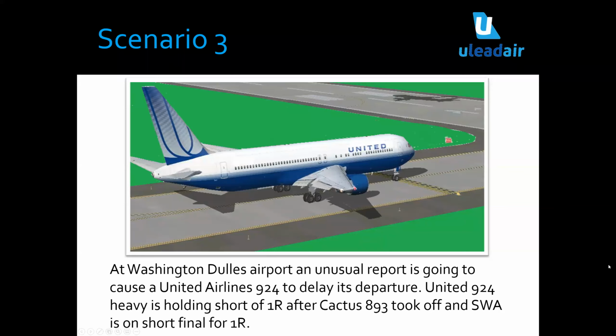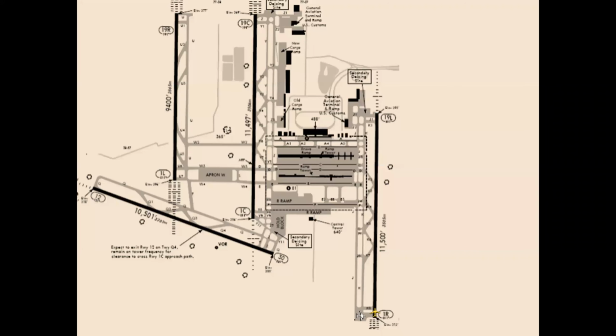All right, Miguel, go ahead and read this one. At Washington Dulles Airport, an unusual report is going to cause United Airlines 924 to delay its departure. United 924 Heavy is holding short of one right after Cactus A93 took off, and SWA is on short final for one right. Southwest, okay. So there goes the Cactus.